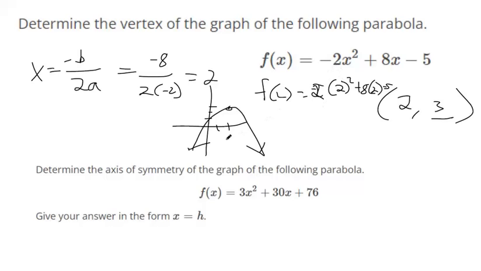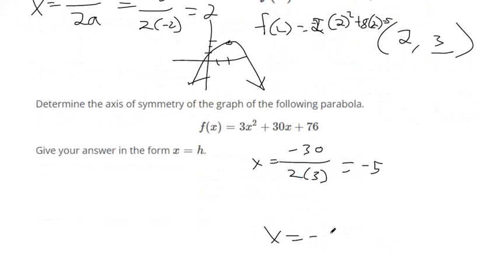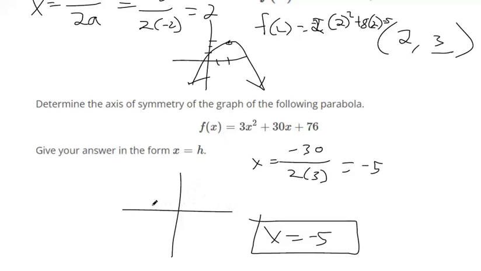And then the axis of symmetry is just the vertical line equation. You just plug in negative b divided by 2 times a. So that's negative 30 divided by 6, which is negative 5. And that's it. x equals negative 5. That's the equation of the line that gives you the axis of symmetry. Here's negative 5, the vertical equation right there.